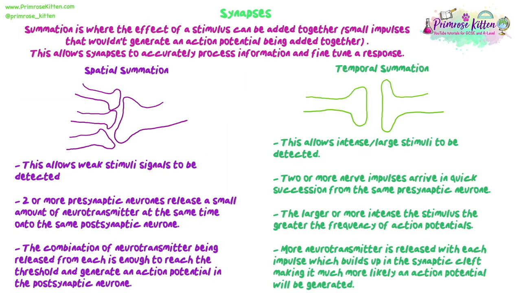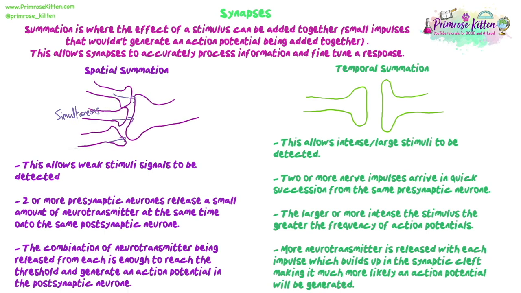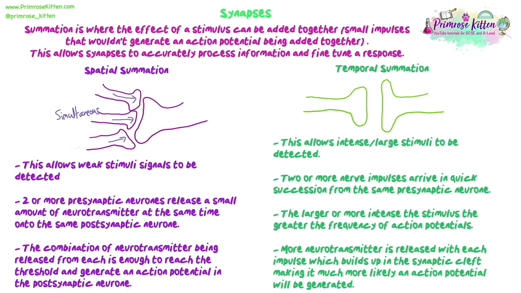Spatial summation, as it suggests, is to do with physical space. So in this case, there are three different synapses because we've got three neurons junctioning onto one other neuron. So similar to what we were talking about with the rods. So this allows weak stimuli signals to be detected.